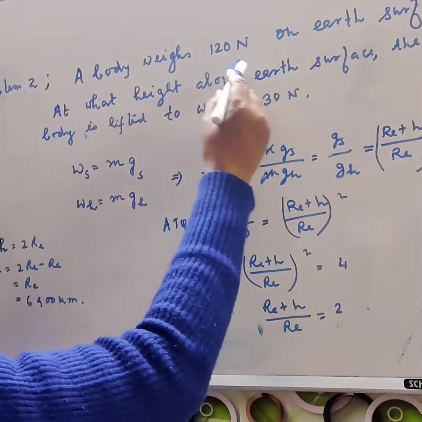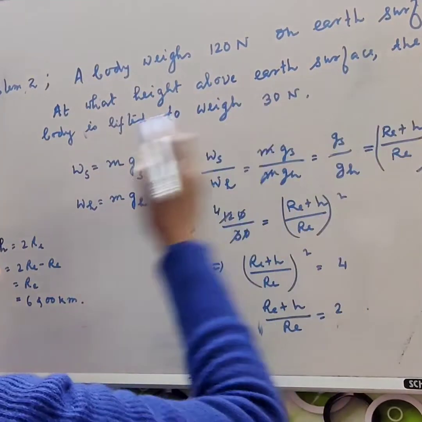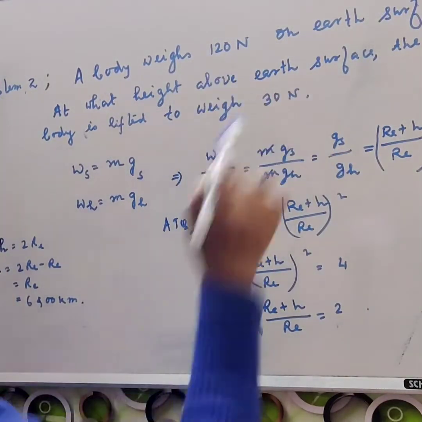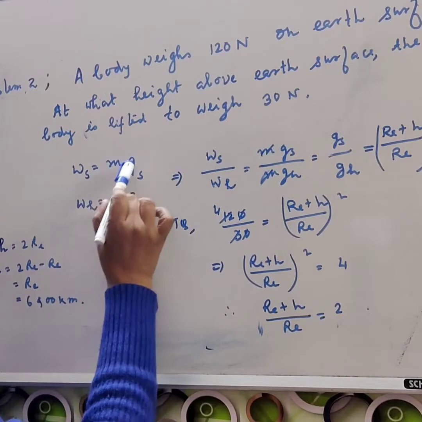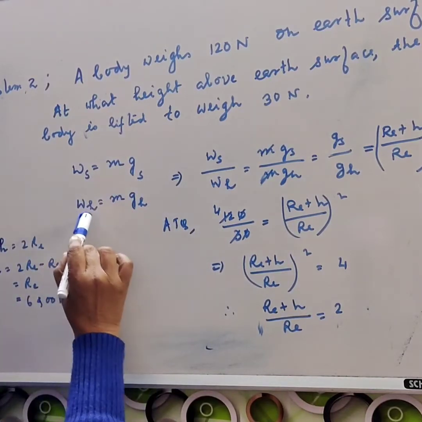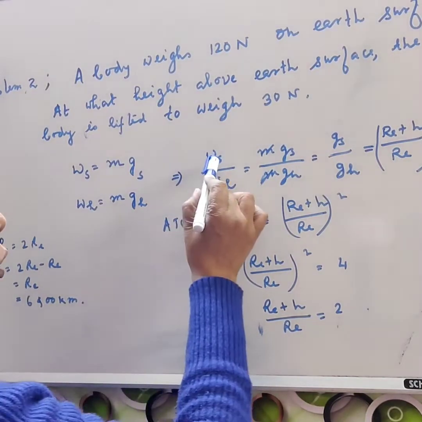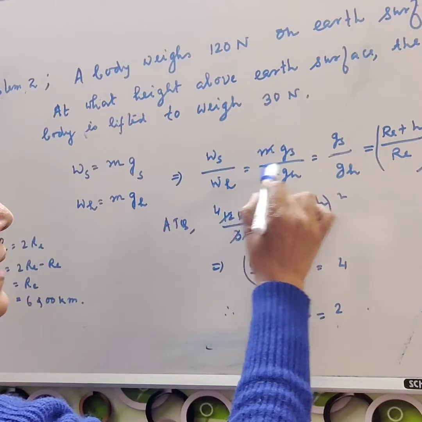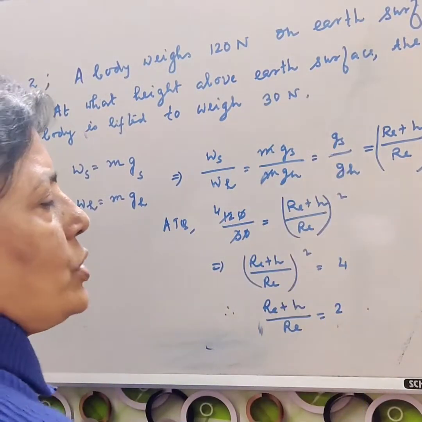A body weighs 120 Newton on Earth's surface. At what height above Earth's surface should the body be lifted to weigh 30 Newton? That is 1/4 of the original. We know weight on Earth's surface is equal to mass into g on the surface, and weight at an altitude is equal to mass into g at that altitude. So weight on surface by weight at altitude is equal to m g s by m g h. The m will cancel out, so it is equal to g s by g h.